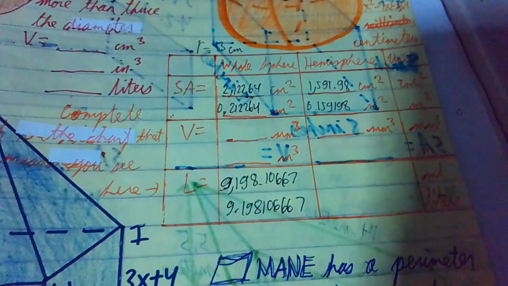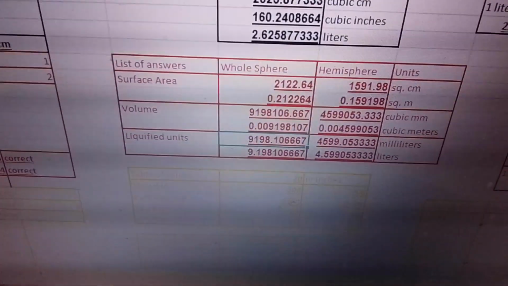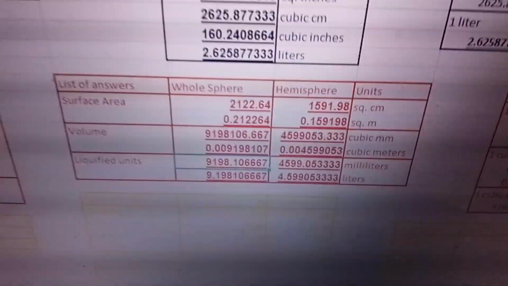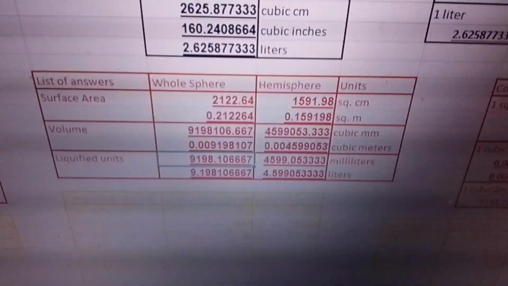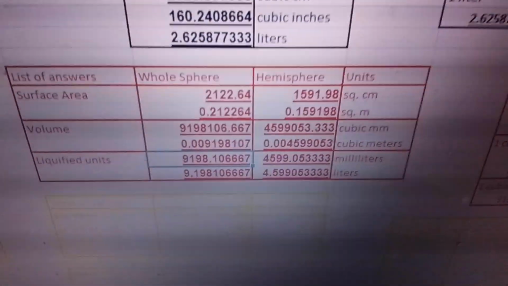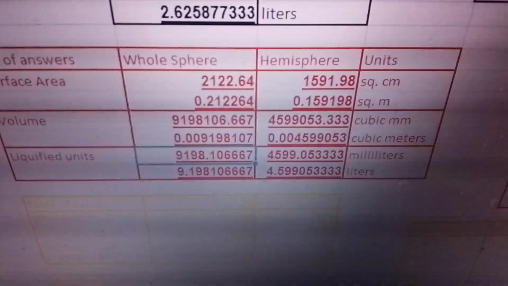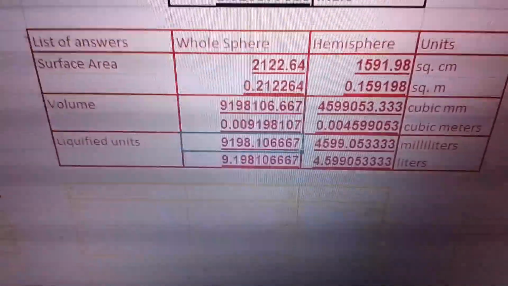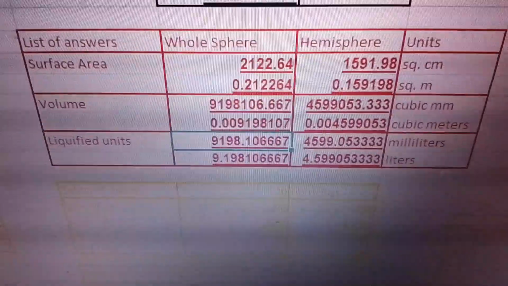But remember what I said, we have to get the volume. Our volume is in cubic centimeters, so we need to get it in cubic meters. To get cubic millimeters, we multiply it by 1,000. And then for cubic meters, divide by 1 million. So, therefore, we have 9,198, and what we did was shift the decimal point 6 places to the left.